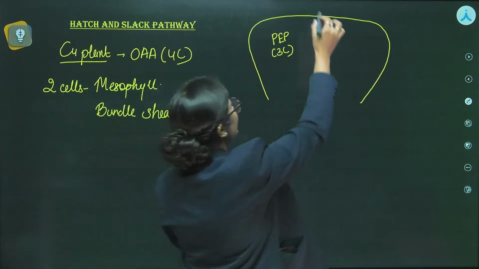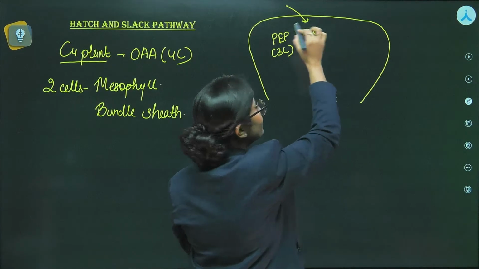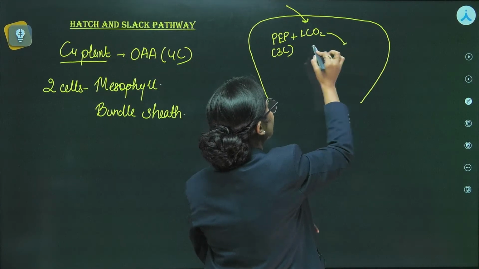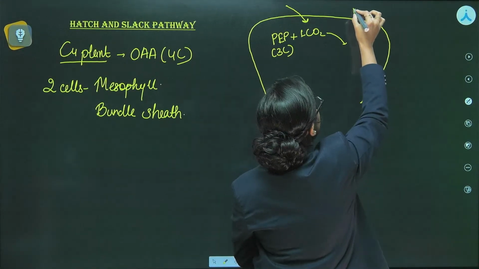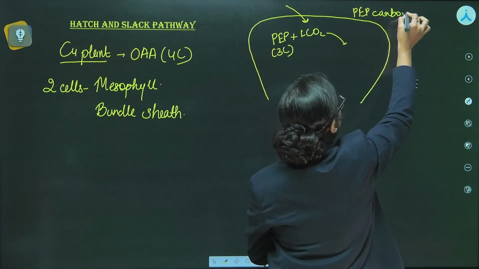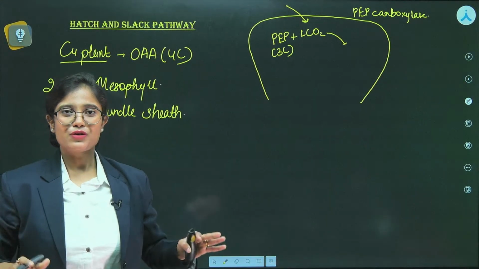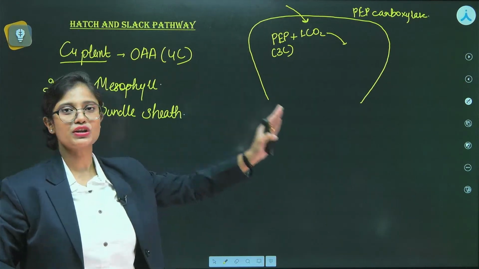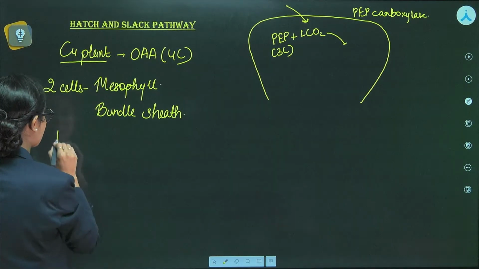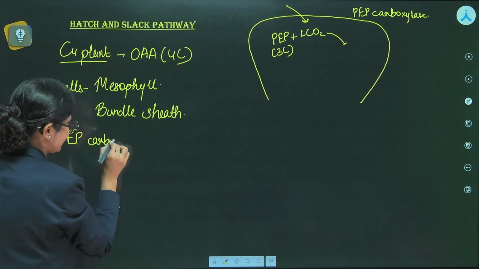Right? Now it will fix 1 molecule of CO2 from the atmosphere in the presence of the enzyme PEP carboxylase. I am writing here PEP carboxylase. So the enzyme involved in the fixation of carbon dioxide from the atmosphere in the mesophyll cell is PEP carboxylase, phosphoenol pyruvate carboxylase.